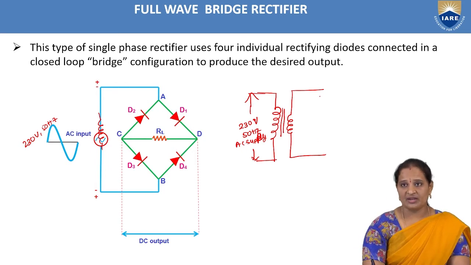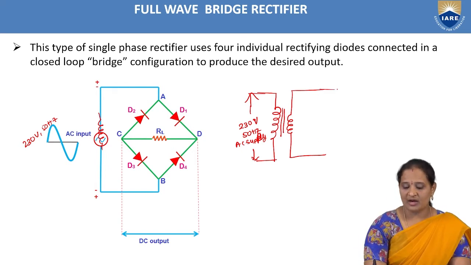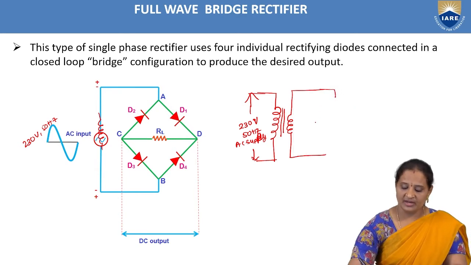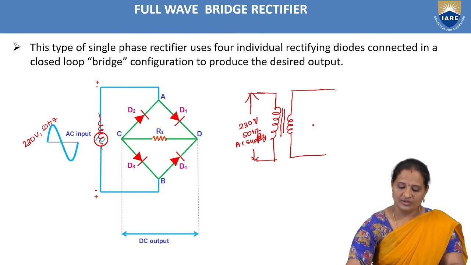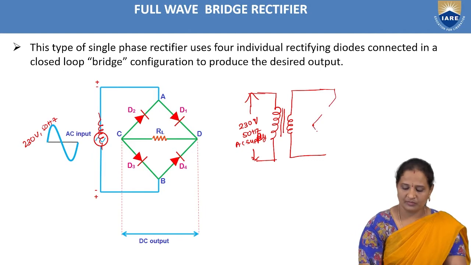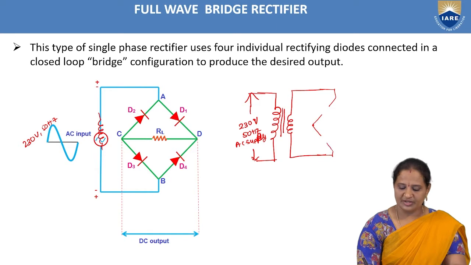In the secondary winding, we have 4 diodes which are connected in a bridge-like structure, like this.